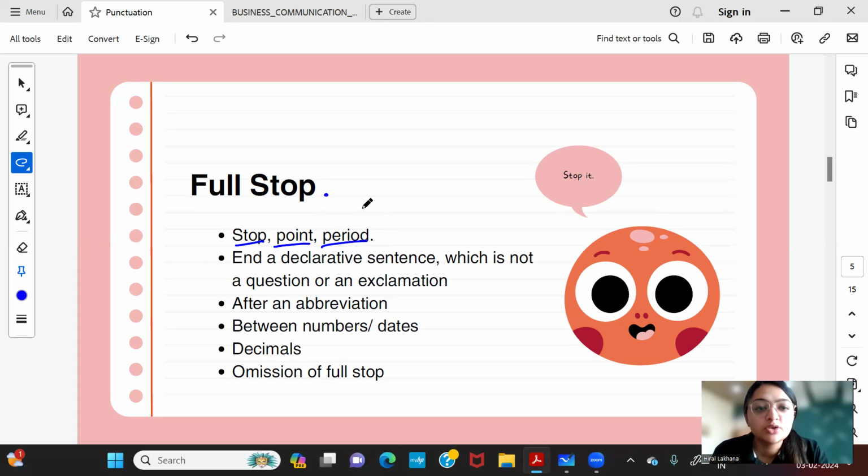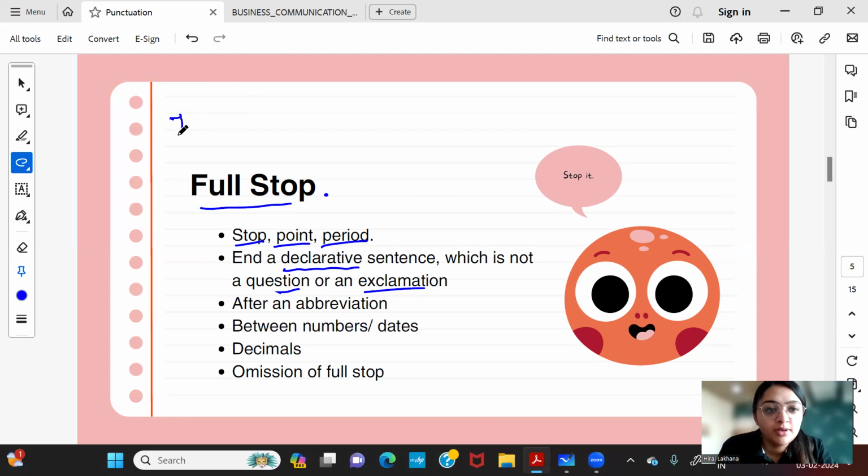So as the name indicates, there is a stop. At any given point, at the end of any sentence, if there is a full stop, it means that is an end to a sentence. But what kind of a sentence is it? It will be a declarative sentence. So that sentence should not be a question or an exclamation.